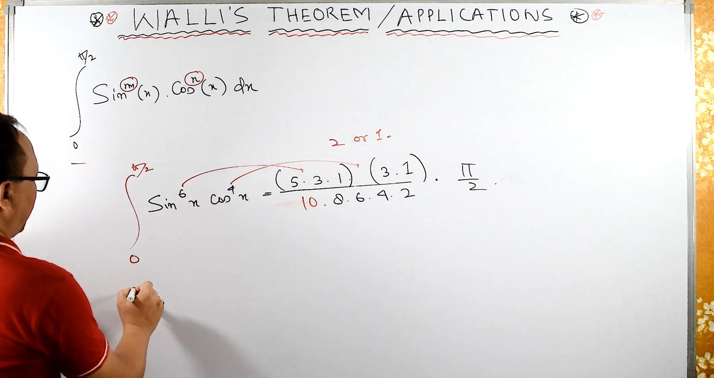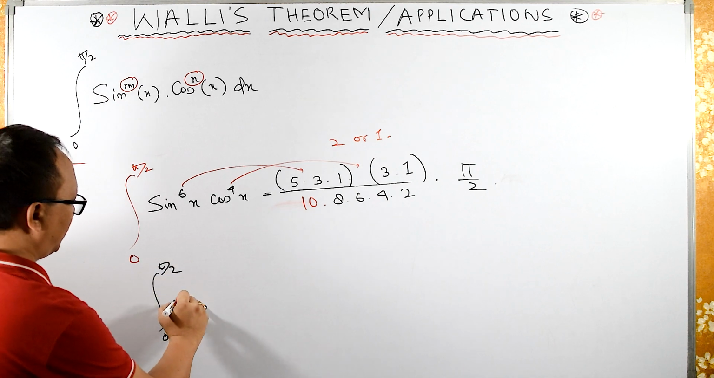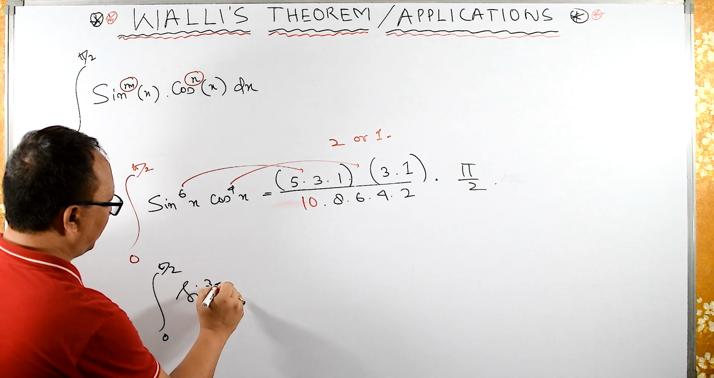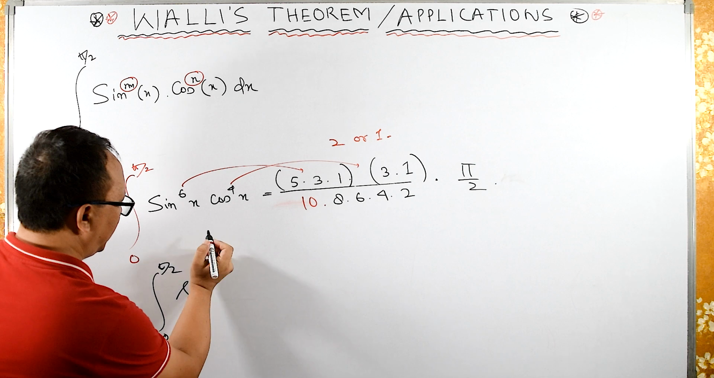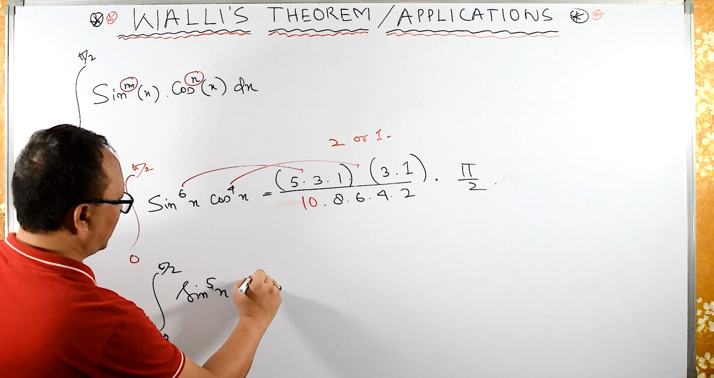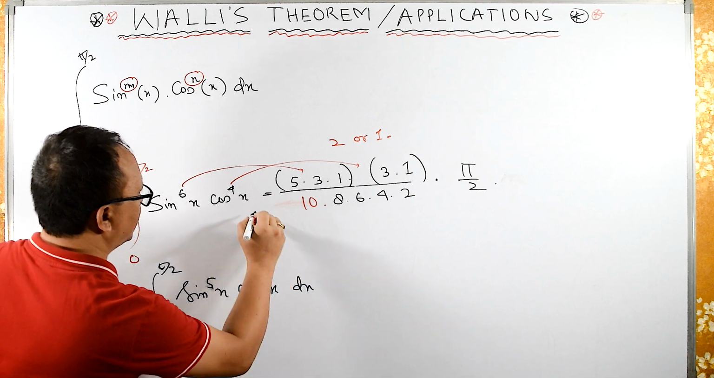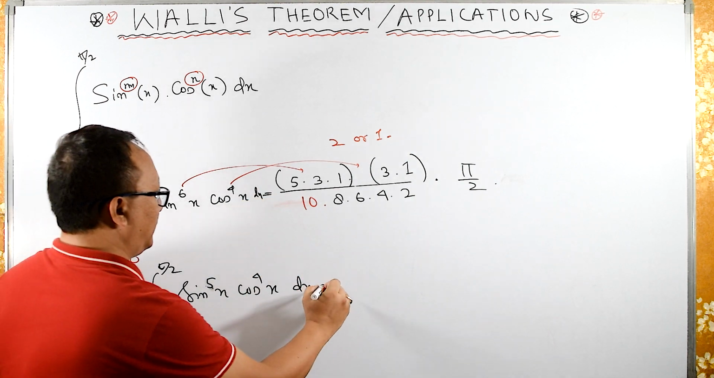Now let's take another example. For example, if I have the integral from 0 to pi by 2 of, say, sine of 5x cos of 4x dx. Here also we have dx.